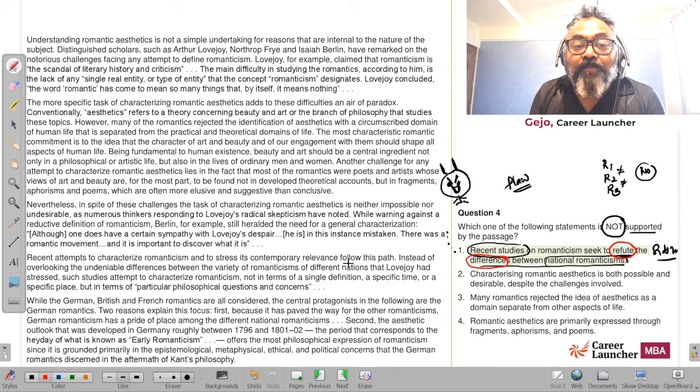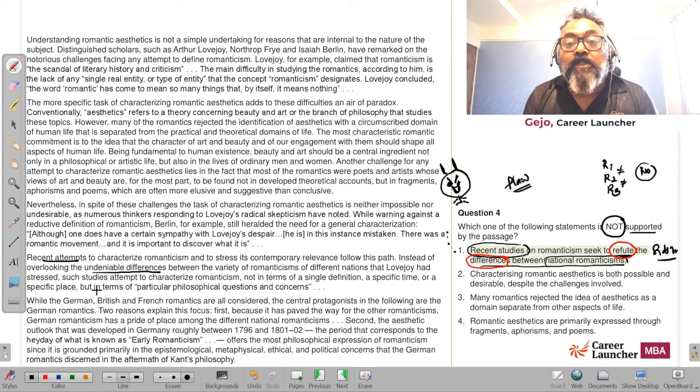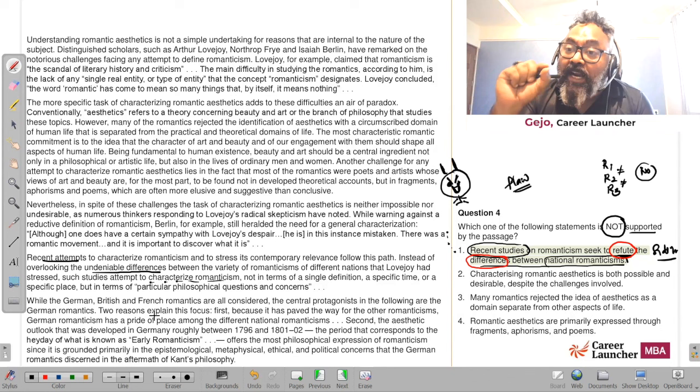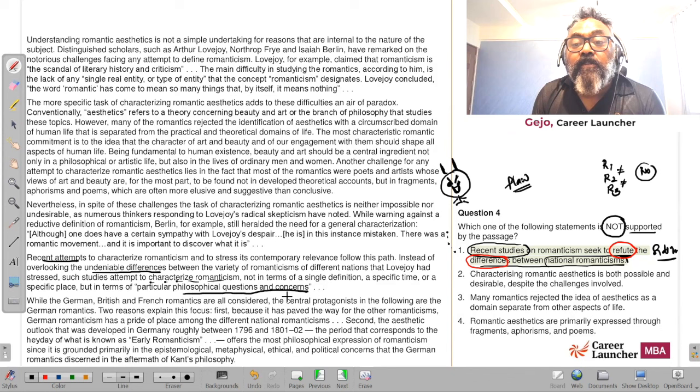It's saying that instead of overlooking the undeniable differences, the difference is undeniable. You can't deny it. They're not overlooking it. They're saying differences exist. They're acknowledging that differences exist. So the earlier scholars had stressed the differences. The recent attempt is not denying the differences. But the recent attempt is trying to say, don't characterize romanticism in terms of something very specific. Because the differences exist, you look at it in terms of philosophical questions and concerns. So therefore, this is absolutely not supported by the passage.